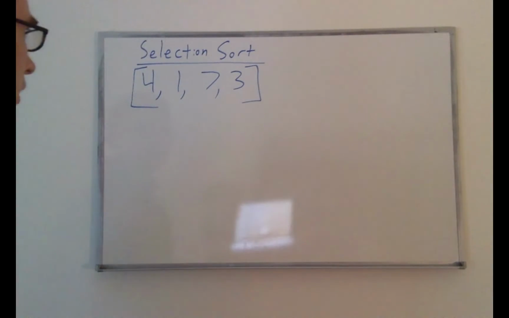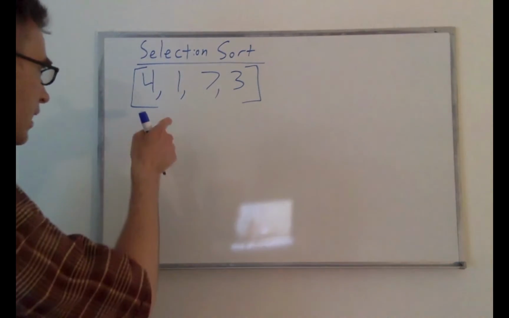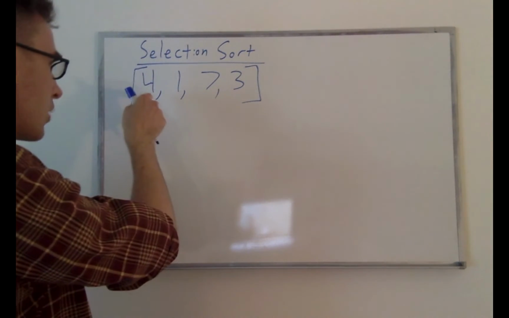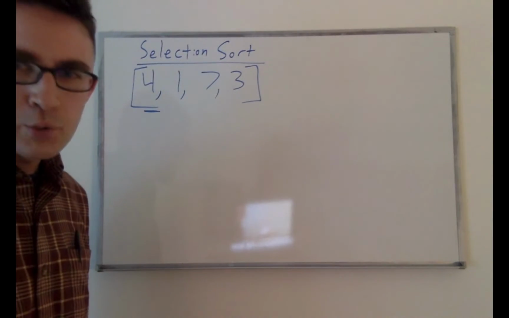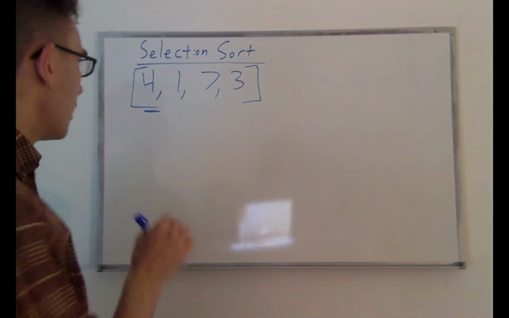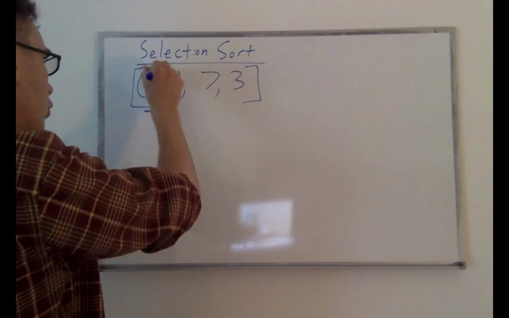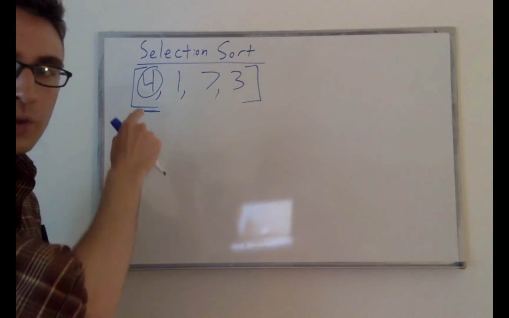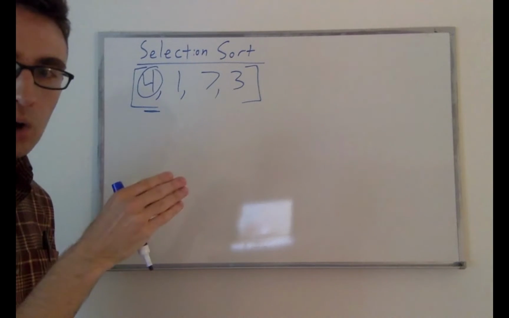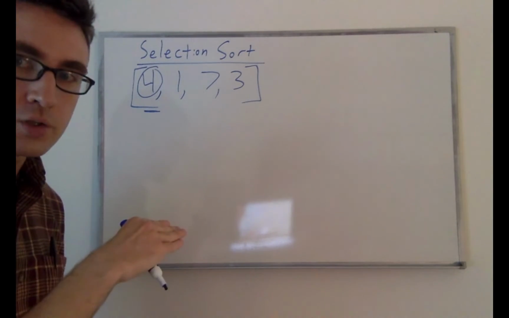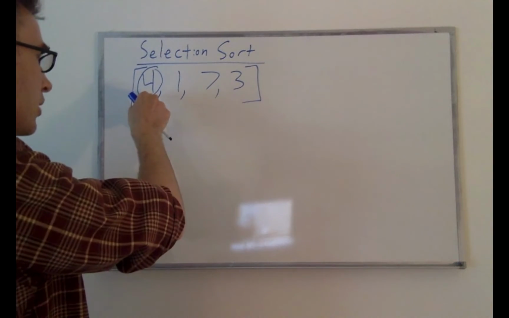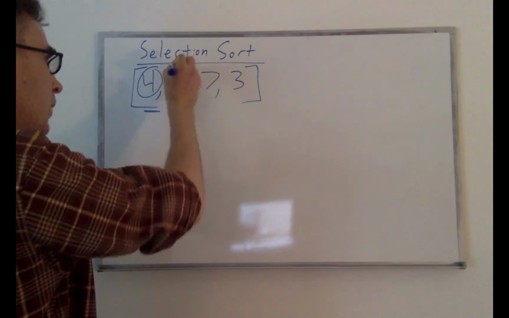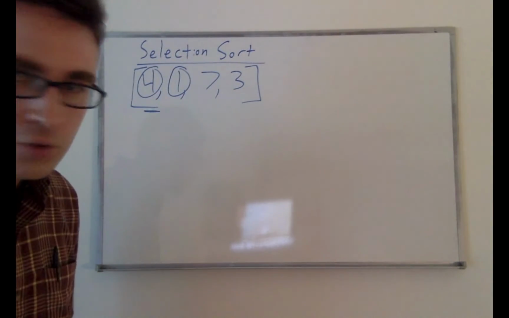Okay, so on our first pass through the array, we're going to start at the index 0 position. We're going to iterate through each value and keep track of the smallest one we've seen so far. The first value is 4, so I'm going to circle 4 to show that it's the smallest value we've seen so far. Then with each one, we check whether it's smaller than our current smallest seen value. The next value is 1. This is smaller than 4, so I'm now going to circle 1 because this is now the smallest value we've seen so far.